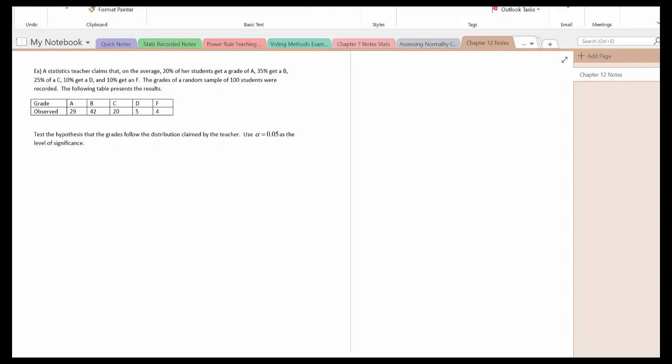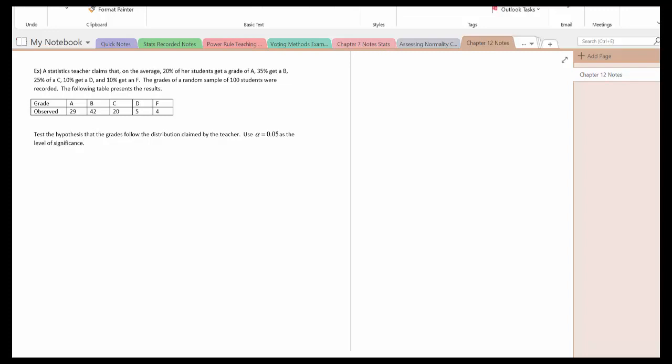A statistics teacher claims that, on the average, 20% of her students get an A, 35% get a B, 25% get a C, 10% get a D, and 10% get an F. The grades of a random sample of 100 students were recorded. The following table represents the results. Test the hypothesis that the grades follow the distribution claimed by the teacher. Use the alpha equal to 0.05 level of significance.